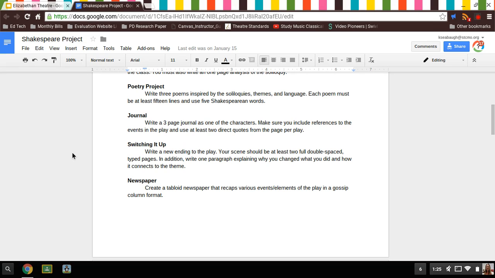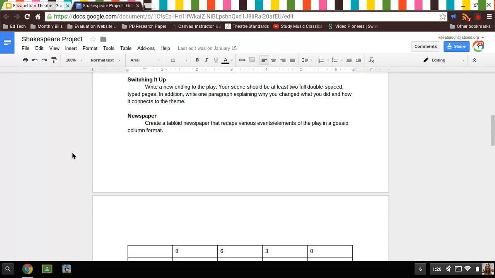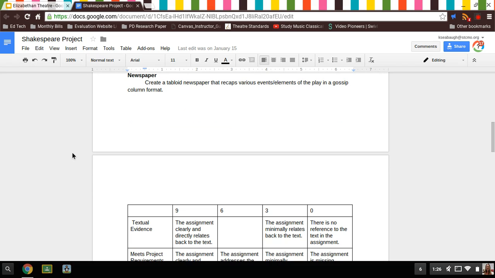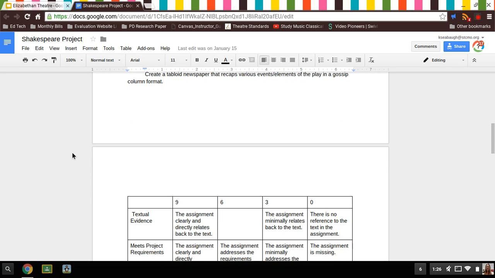You have the option of writing a journal, so you can write a 3-page journal as one of the characters. You have to make sure you include references to the events in the play and at least 2 direct quotes from the play per page, so you should have 6 overall. Your next option is switching it up, so you can write a new ending to the play. Your scene should be at least 2 full double-spaced type pages. In addition, you should write 1 paragraph explaining why you changed what you did and how it connects to the theme. Your next option is a newspaper. You can create a tabloid newspaper that recaps various events and elements of the play in a gossip column format.